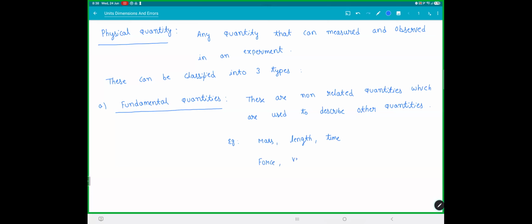Let's say you take force, velocity, density. These are non-related. You cannot create the third one using any other two. For example, if you have force, mass, and acceleration, F is equal to ma. See, there is a relation between them. So if you can relate these three with an equation, they are related. So these kinds of quantities cannot be treated as fundamental quantities.